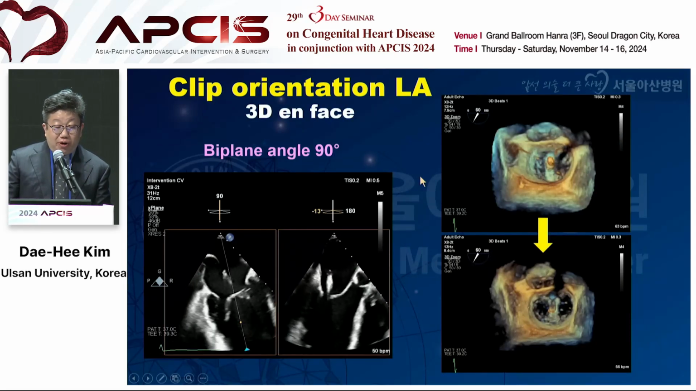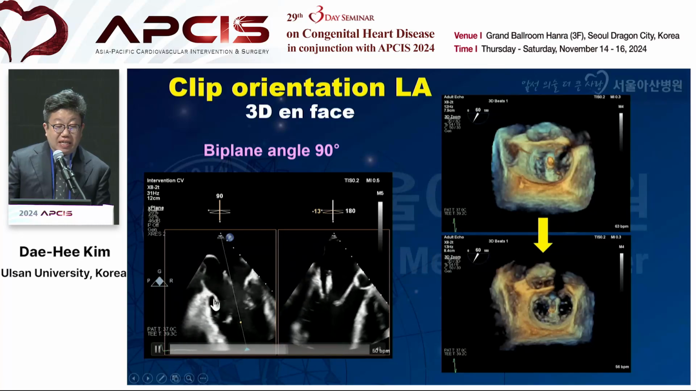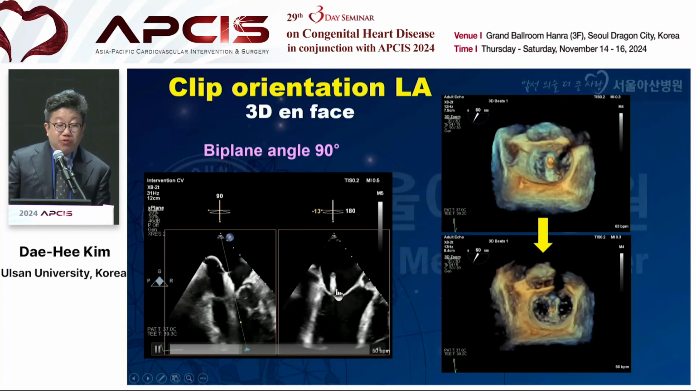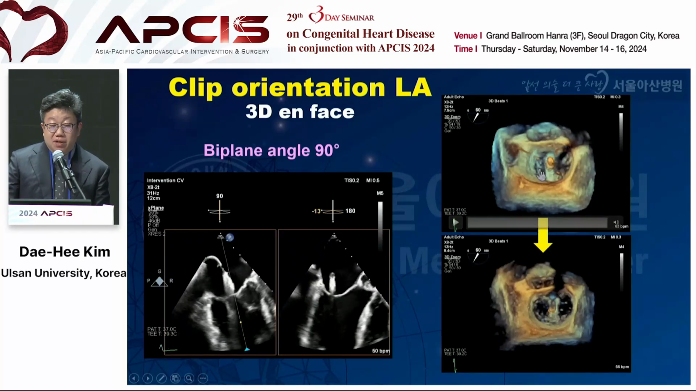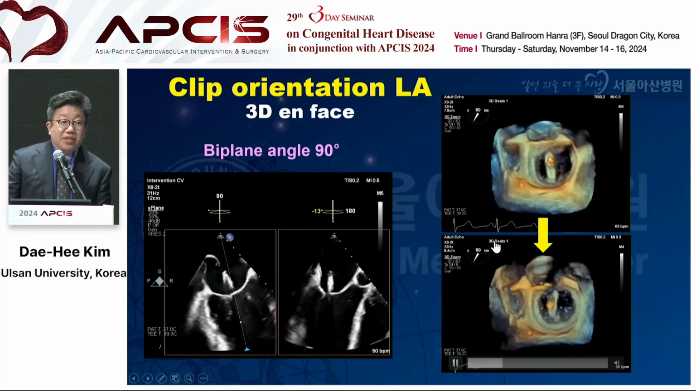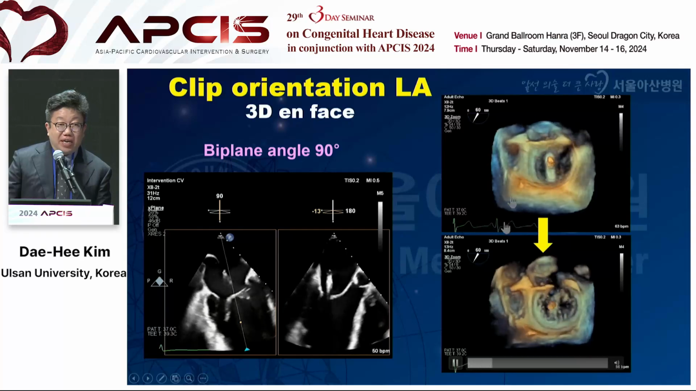In the central region, the biplane angle usually produces a 90 degree perpendicular plane like this. In this true bicommissural view, the orthogonal biplane image shows an excellent image of the LVOT view like this. The 3D en face view is very similar to the surgeon's view when the left atrium is open.